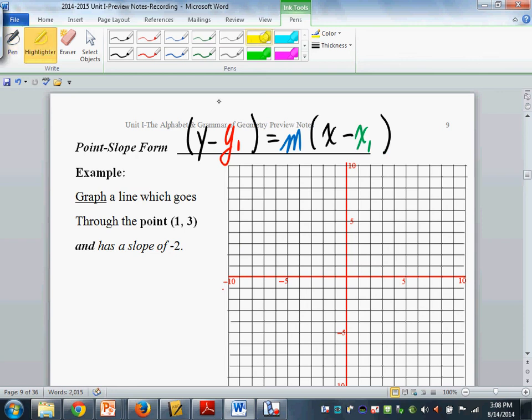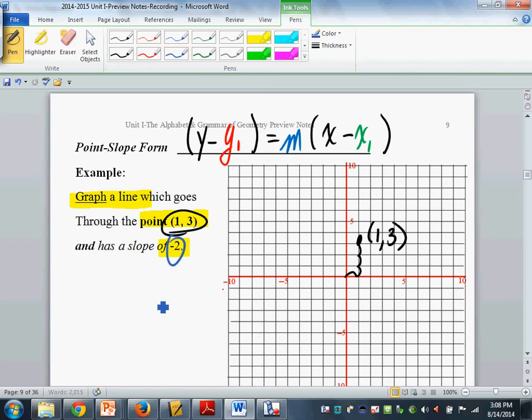So we want to graph a line that goes through the point (1, 3) and has a slope of -2. This is really easy to graph. We start by graphing the point (1, 3), excuse me. So we go over 1, up 3, and that is going to be (1, 3), the point.